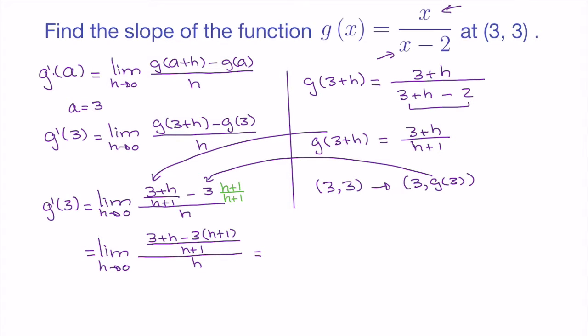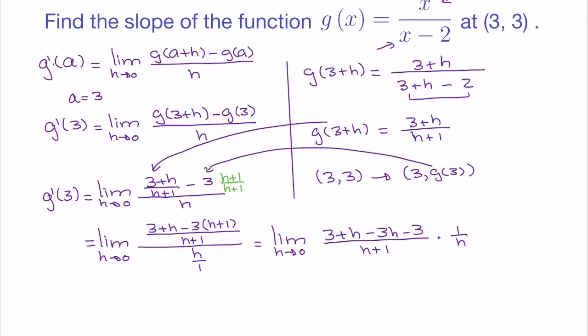Now, recall that when you have a complex fraction, there's a 1 down here. You keep the top. I'm only going to distribute that negative 3 there. So that's 3 plus h minus 3h minus 3. So we keep the top and multiply by the reciprocal of the denominator.